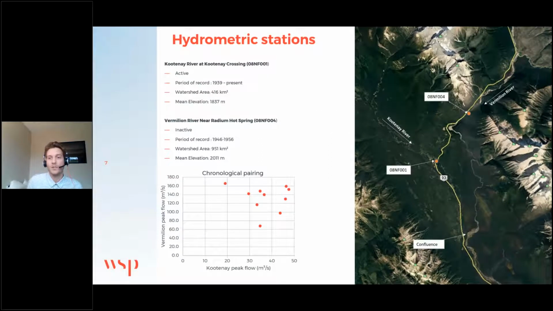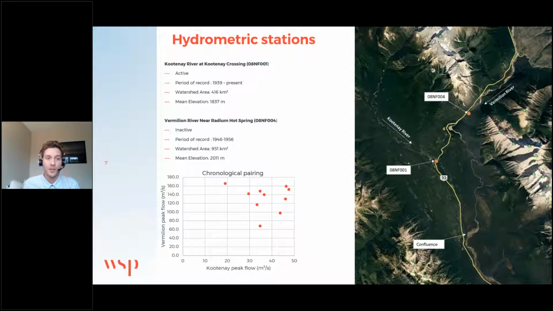So in terms of hydrology, what was available at the moment of the study within the park? Well, there were two hydrometric stations, one on the Vermilion River and one on the Kootenay River. The one on the Kootenay River is still active. It's been online for quite a few years, since 1939. And at the hydrometric station location, the watershed area is about 416 square kilometers. It has a mean elevation of 1,837 meters.